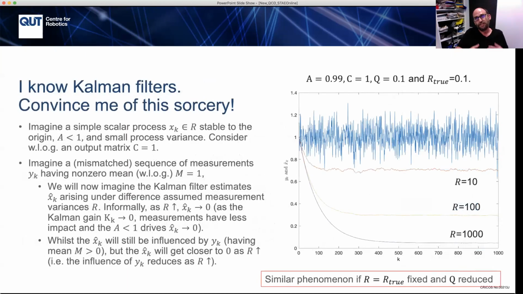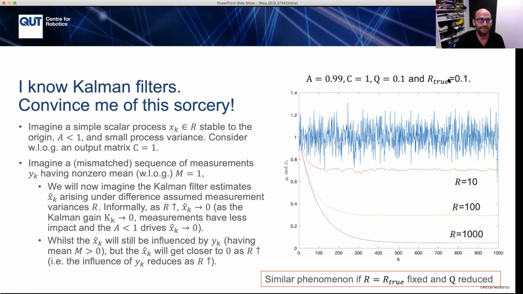All right, when I first told this to a control colleague, they were skeptical, and they said, I know Kalman filters. They didn't say this, I'm being dramatic, but they needed convincing of the sorcery. So here's a little thought experiment for you. This is a scalar Kalman filter example. A is the state transition matrix, C is the output mapping matrix. We have a process covariance and a noise covariance.